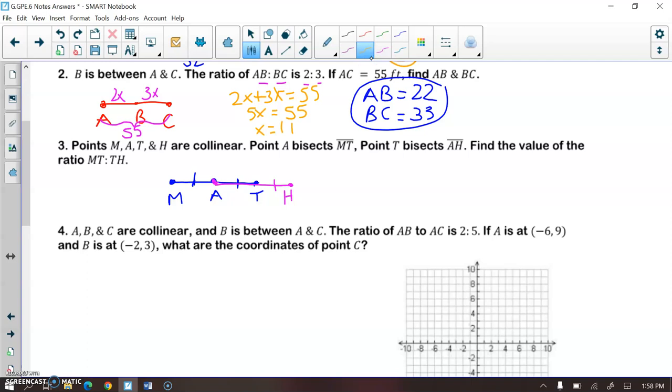Now, since AT is both congruent to MA and TH, that means that all 3 of these segments are congruent to each other. So if I label MA x, then AT would be x and TH would be x. And so the ratio, MT would be 2x, and TH is just an x, or 1x, and x divided by x cancels out, so the ratio is 2 to 1, and that's it.